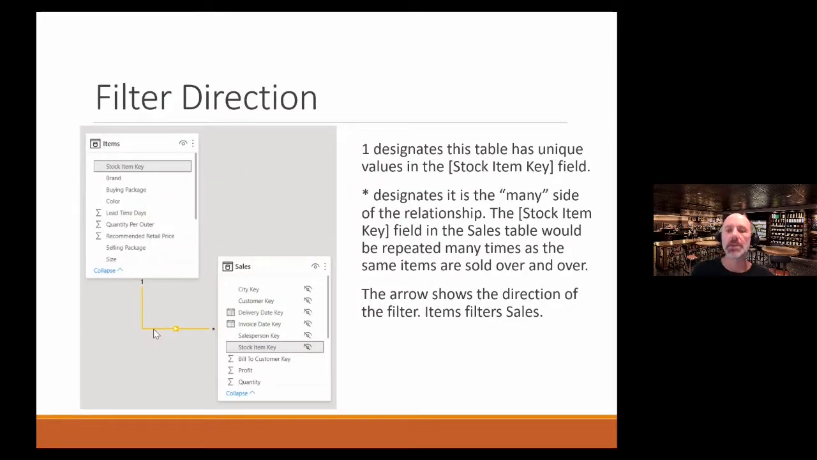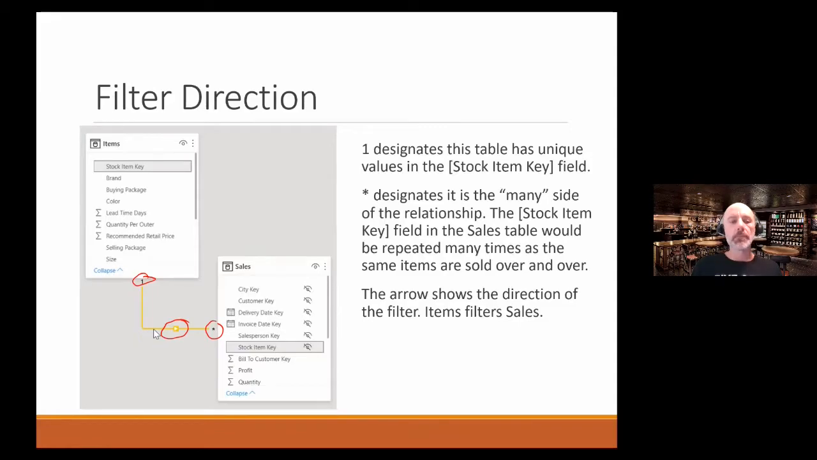Filter direction. This is important. When you're looking at your model view, it should have the one-to-many descriptor, and there is a filter relationship. It shows you how the filter runs. The sales table is not filtering the item table. The item table is filtering the sales table. It shows how the direction goes.